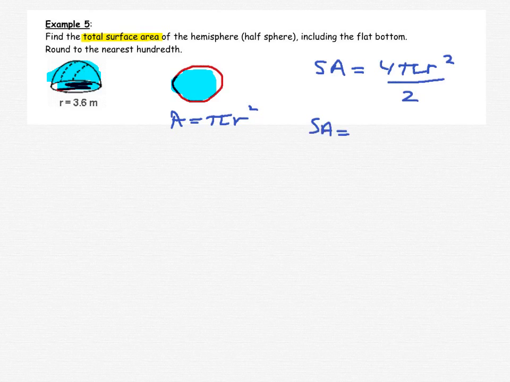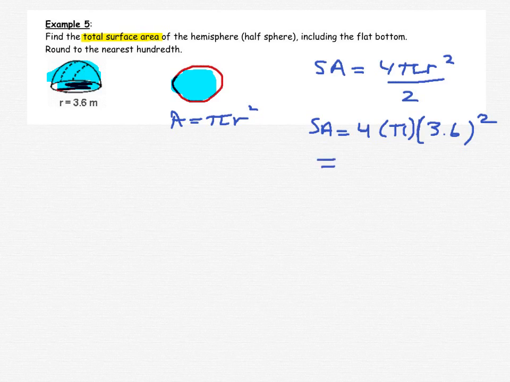The radius is 3.6 meters. It doesn't tell you what unit to put your answer in, so let's assume that the answer will be in meters as well. So we start with what we're given: 4 times pi times 3.6, and we'll square that. So 3.6 times 3.6 times pi times 4.